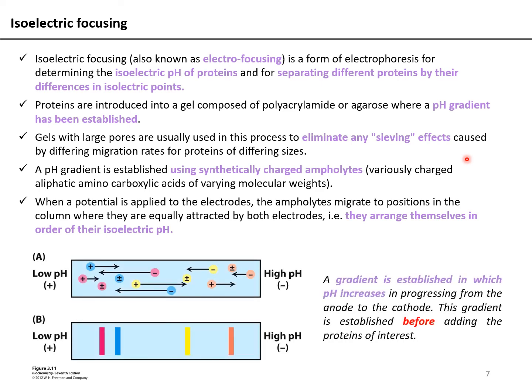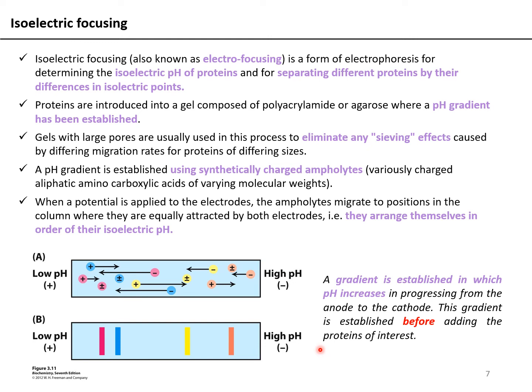So, if you take a look at this schematic, this will help clear things up. So first you have, say, a mixture of ampholytes, right, which are nothing but these variously sized aliphatic aminocarboxylic acids, and when current is applied, they will migrate towards either electrode, towards either the positively charged electrode, which is your anode, or towards the negatively charged electrode or the cathode. They will migrate till they reach a point where they're equally attracted by both the electrodes. That is, they will arrange themselves first according to their isoelectric pH, and this will therefore help generate a gradient of pH in the gel.